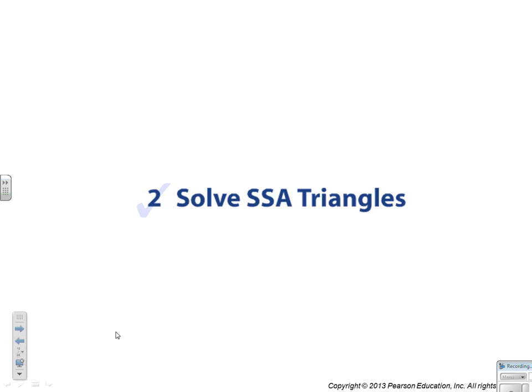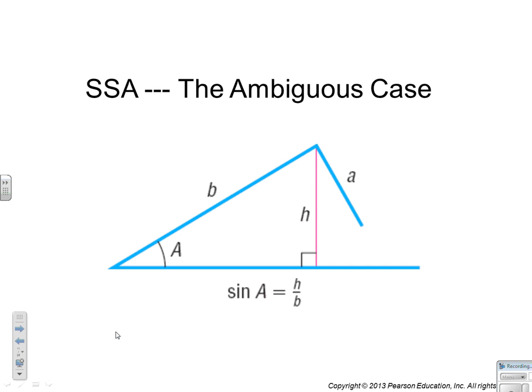Okay, side-side-angle triangles are the dumb ones. They're the weird ones. Don't be offended. This is the ambiguous case. So we're going to evaluate. Because this is a weird case, the way I remember it's the weird case is because SSA spelled backwards is a weird word.